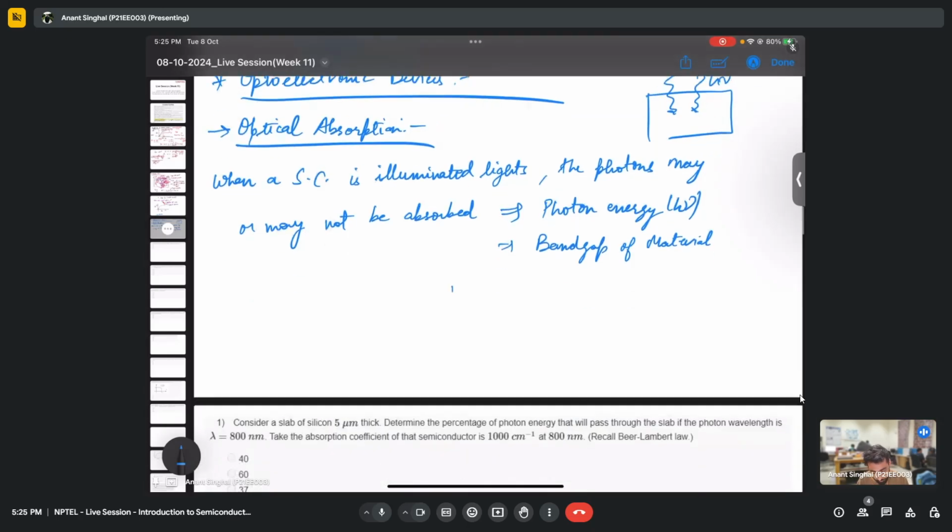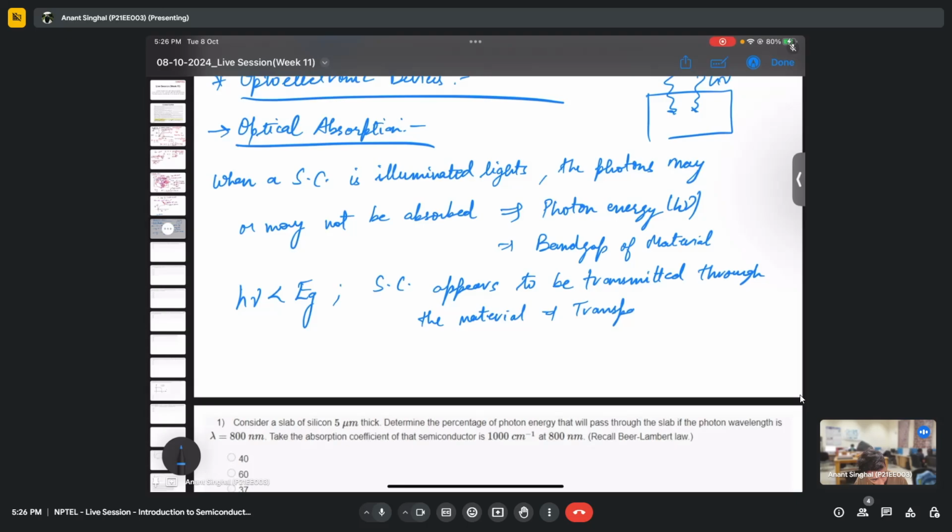So if the photon energy is less than the band gap of the material, the light is transmitted through the material and the semiconductor basically appears to be transparent. It acts like a transparent sheet.